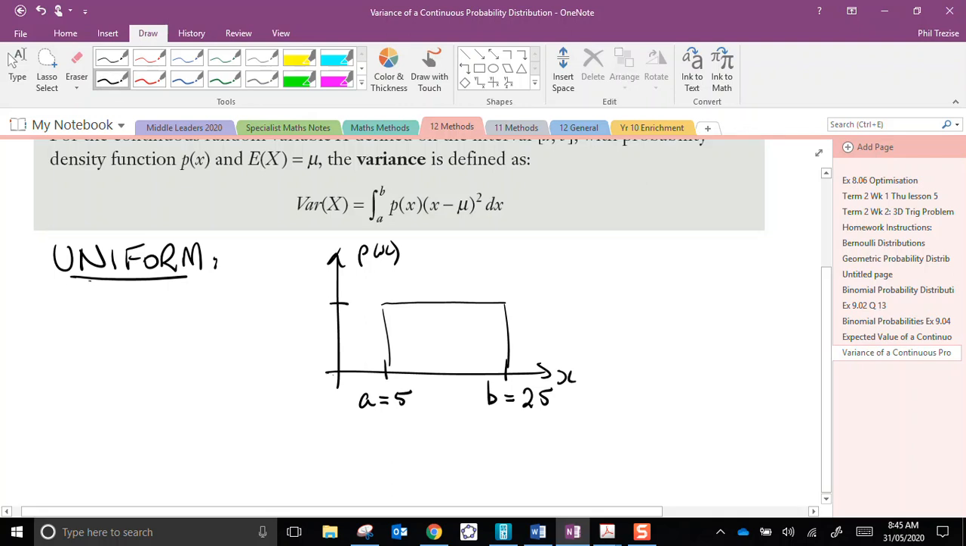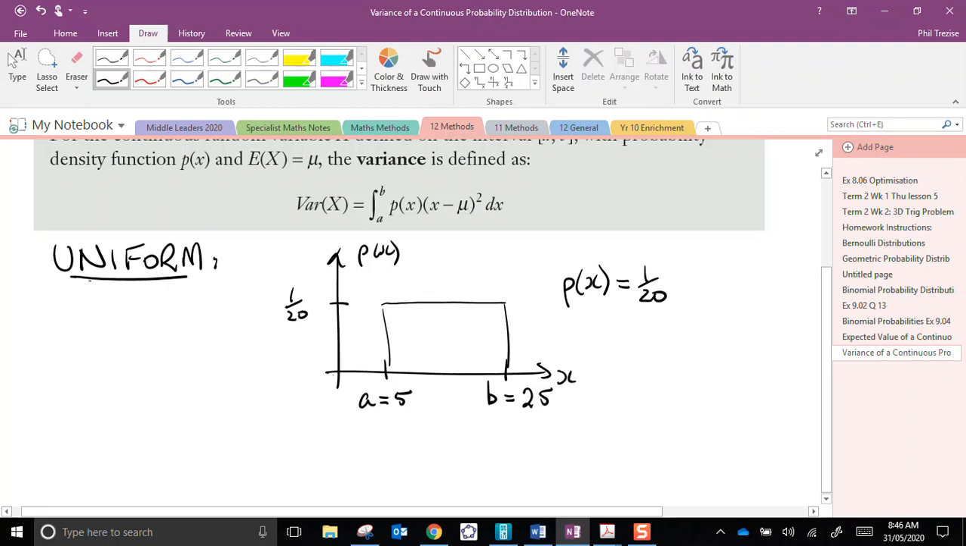And of course, one of the most important things that we need to figure out is the height of this distribution, the value of the probability function. Remember, the fundamental idea, as always, is that the total area under that block must equal 1. Now, the difference between b and a is 20, so we must have a height here of 1 over 20. This defines our probability function, p(x), as the constant number, 1 over 20 in this case.